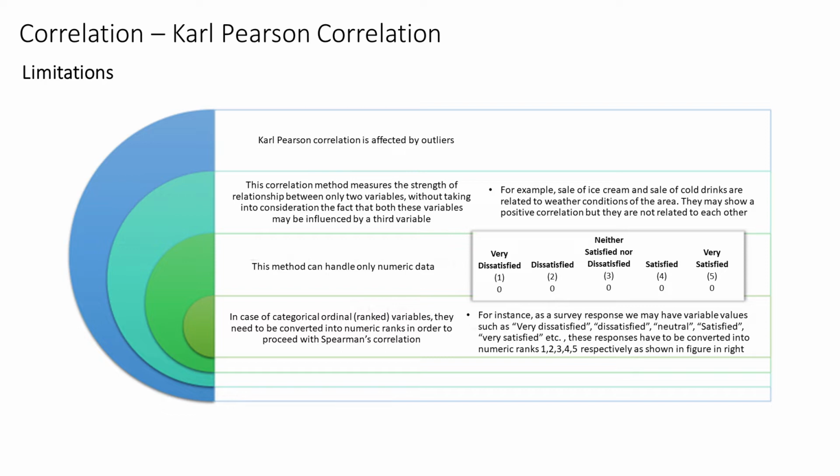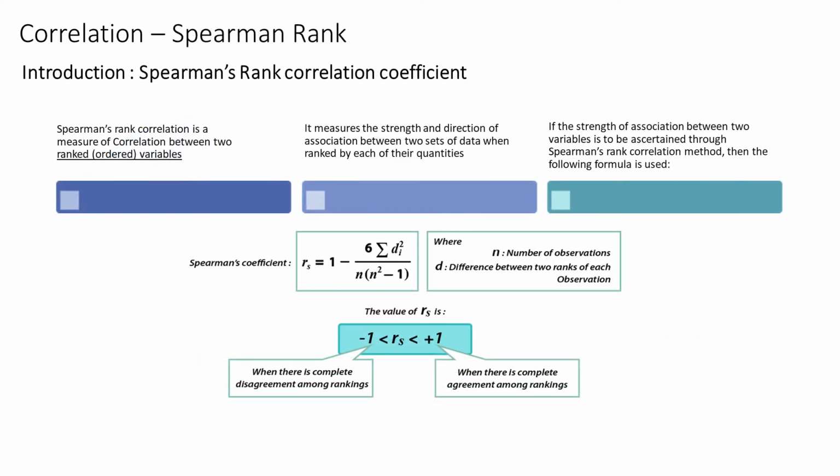The Karl Pearson technique can handle only numeric data, and in the case of categorically ranked variables, these need to be converted into numeric ranks in order to use the Pearson correlation method. Now let's look at the Spearman rank correlation. The Spearman's rank correlation is a measure of correlation between two ranked or ordered variables.